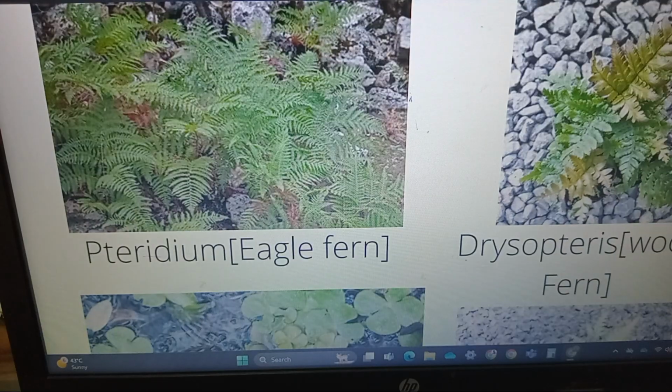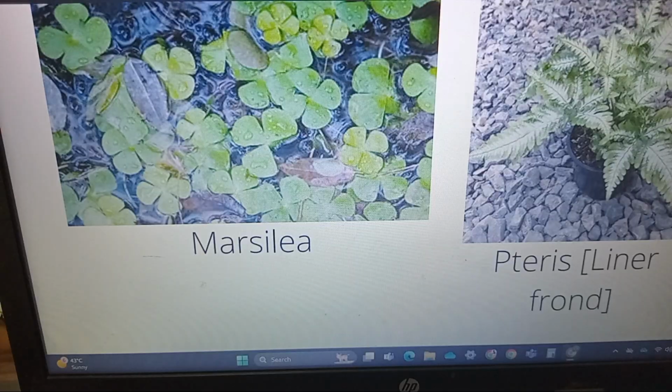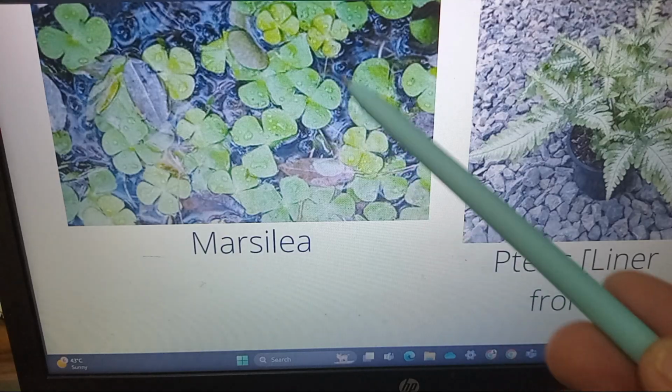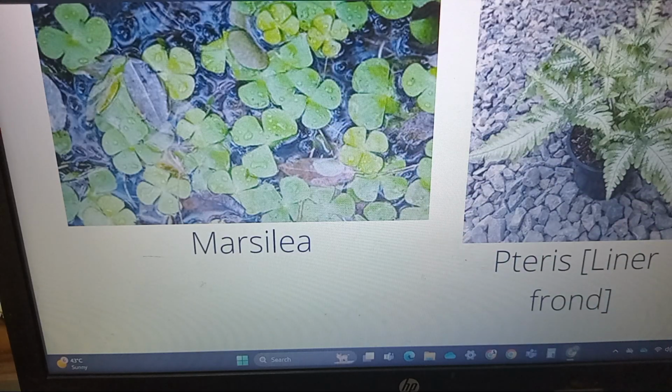These Pteridophyta have been used as ornamental plants. This is Pteris, the linear fern. This is Marsilea, which has a four-leafy structure. So these were the examples of the Pteridophyta.